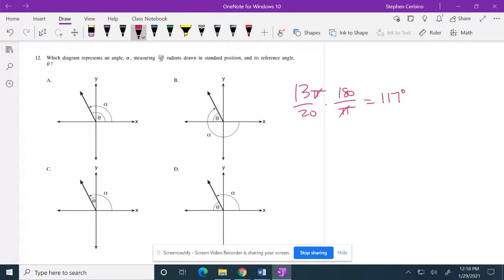Notice all of the terminating rays are in quadrant 2. But B goes in the opposite direction. This would be a negative rotation. So B is no good.